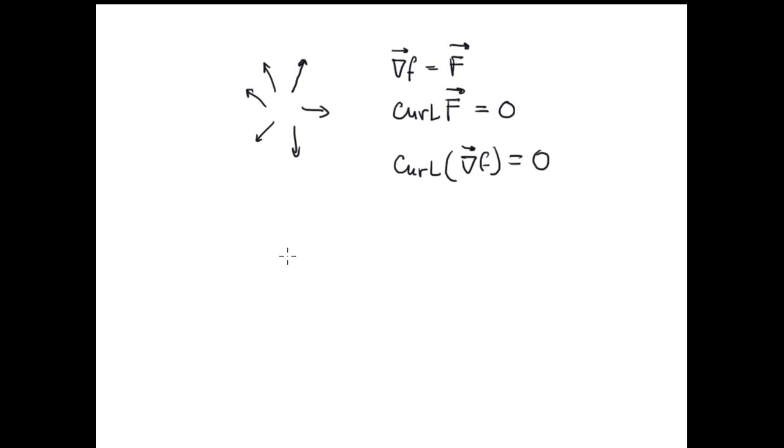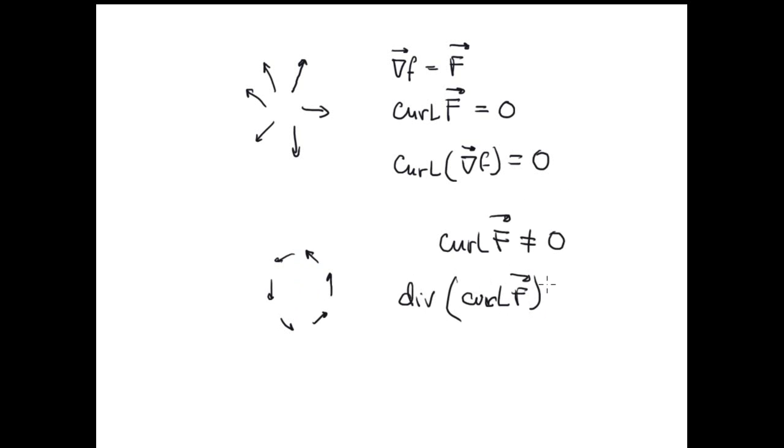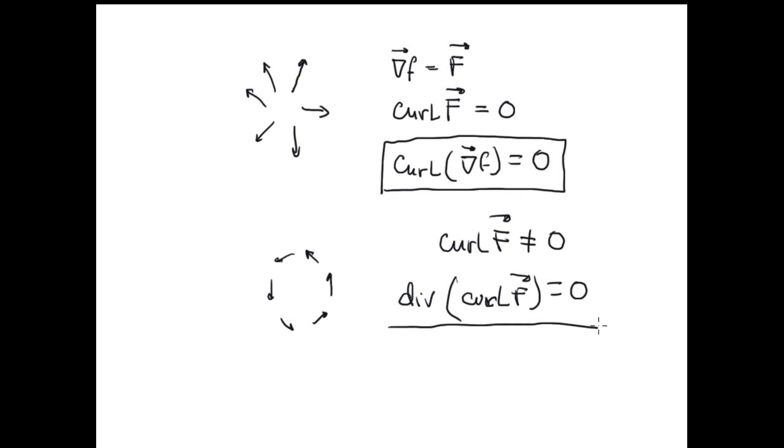Now, suppose a vector field is totally, completely different, with rotation. But with this rotation, we have no source. Then the curl of course exists, it's different from zero. But the divergence of the curl is zero because we have no source. Okay, so this is an important relationship between gradient and curl, and divergence and curl.